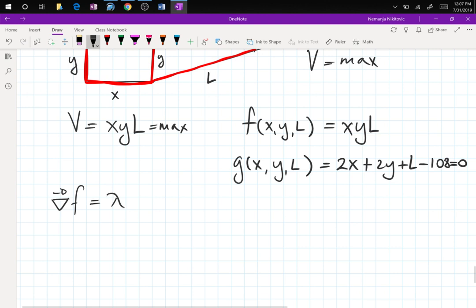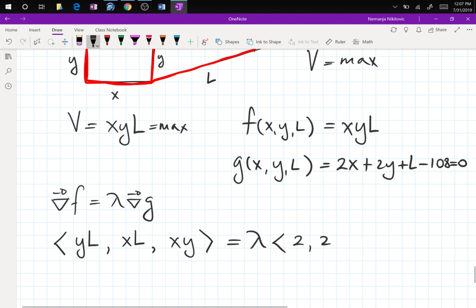So del F equals lambda del G. Now I need my three partial derivatives of F. Partial derivative with respect to x is yL, partial derivative with respect to y is xL, and partial derivative with respect to L is xy, times lambda times the vector of partial derivatives for constraint G, and that's just 2, 2, 1.